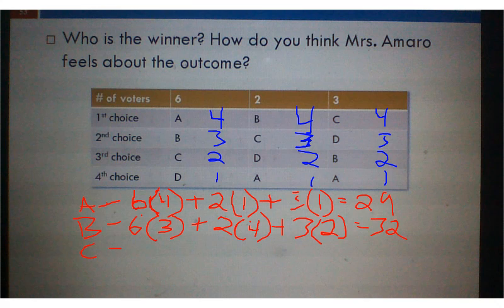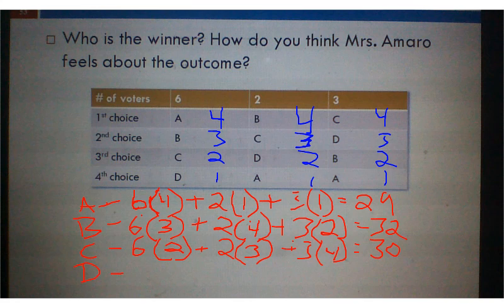Candidate C: 6 times third place, so 2 points for that. 2 times C's, so that's 3 points for second place, and then 3 times 4 points. It's going to be a little closer. That's actually going to be 30. So B's still on top. C came pretty close though.